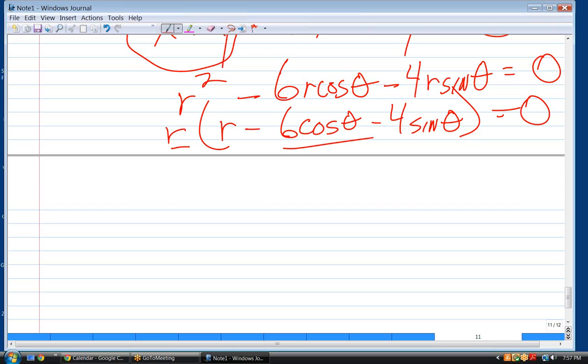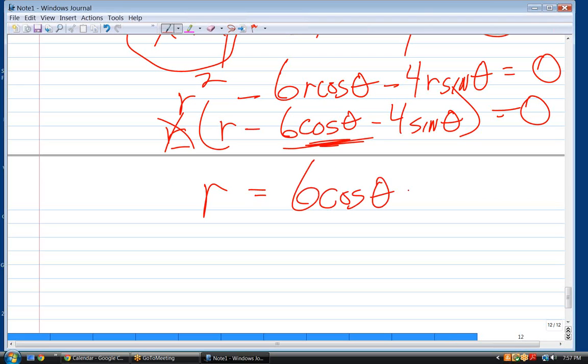Well, the graph of r equals 0 is not very interesting. That's a single point. So we're not real concerned with that one. But this one here is pretty interesting. That means that r equals 6 cosine theta plus 4 sine theta. There's your polar equation. And that happens to be a circle with a center at 3, 2. Now what's interesting is that that's a circle and not an ellipse.